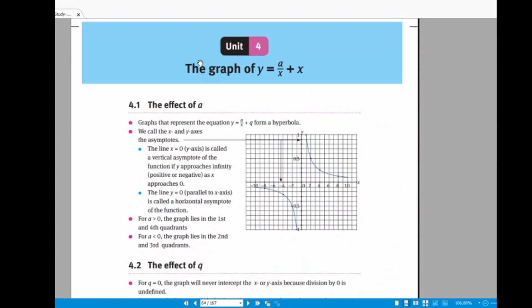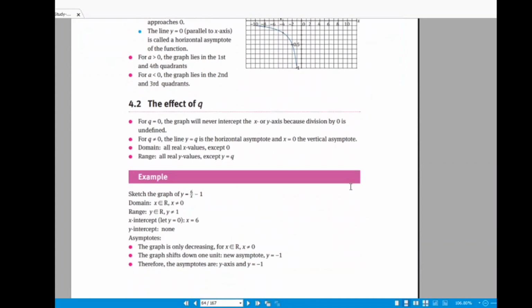There's also another form of the hyperbola, which is y equals a over x plus q. That part should be plus q. The domain of the hyperbola is all x values except 0, because you can't divide by 0. The range is all y values except q, because q will be our asymptote and the graph cannot cross the asymptote.